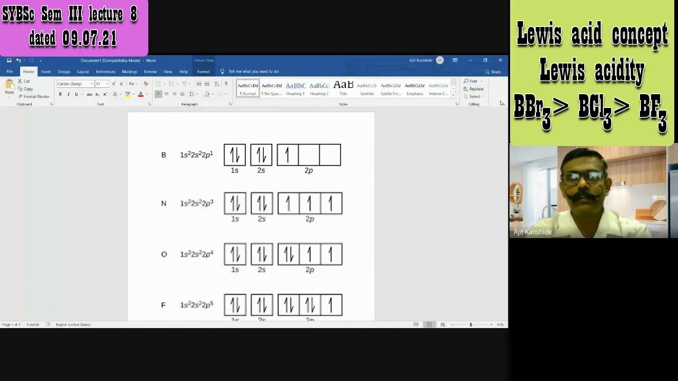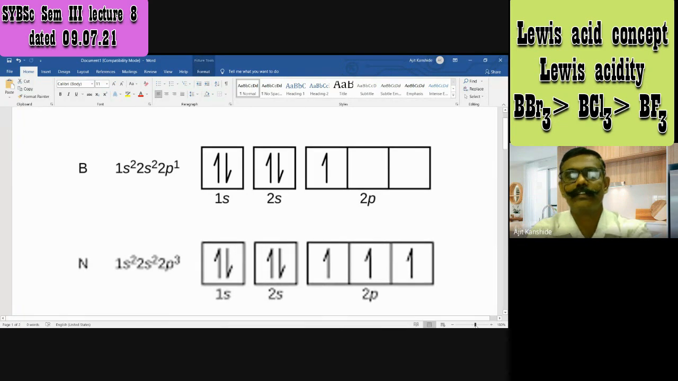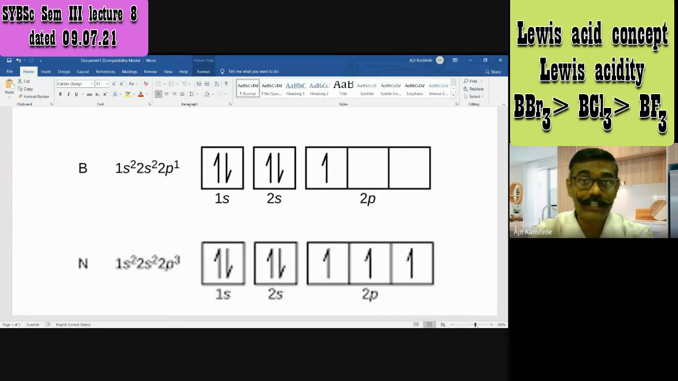Now pay attention. In front of you, the electronic configuration of various elements is there. First one, boron. Atomic number is 5. Its electronic configuration is 1s2 in the first shell. The second shell has two subshells, s and p. The s orbital can accommodate 2 electrons, therefore 2s2. And now only one electron is left, and that will go in one of the p orbitals, that is a 2p orbital.